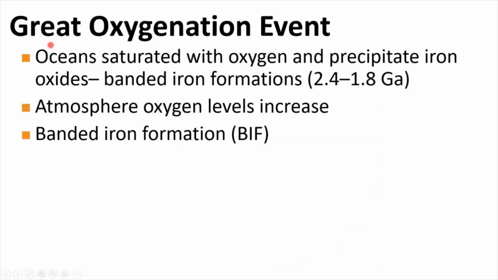Now, during this time, we also have the Great Oxygenation Event. This is where we have our oceans saturated with oxygen, and they start precipitating out iron oxides. These are called banded iron formations or BIFs. And this happened 2.4 to 1.8 billion years ago. So remember, prior to this, we see our photosynthesizers. So our atmospheric oxygen levels start to increase, and then we have our banded iron formations or BIFs precipitate out.